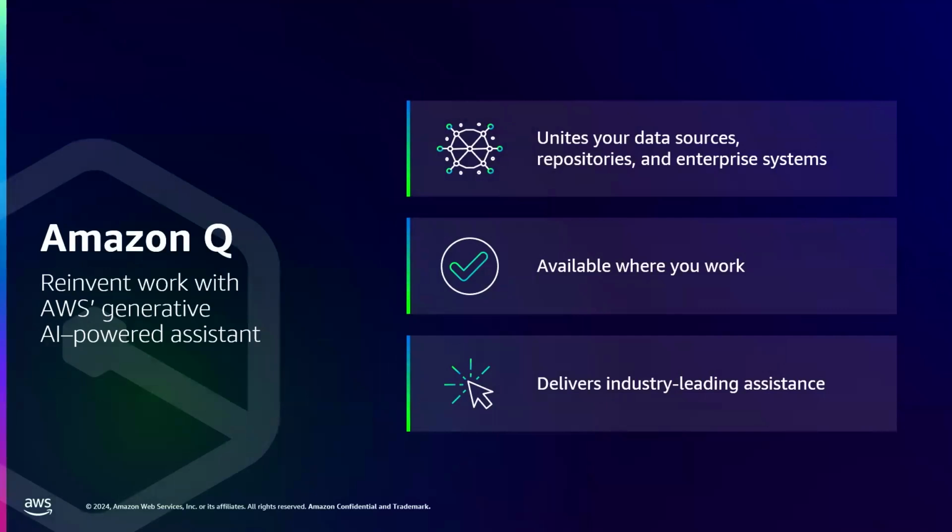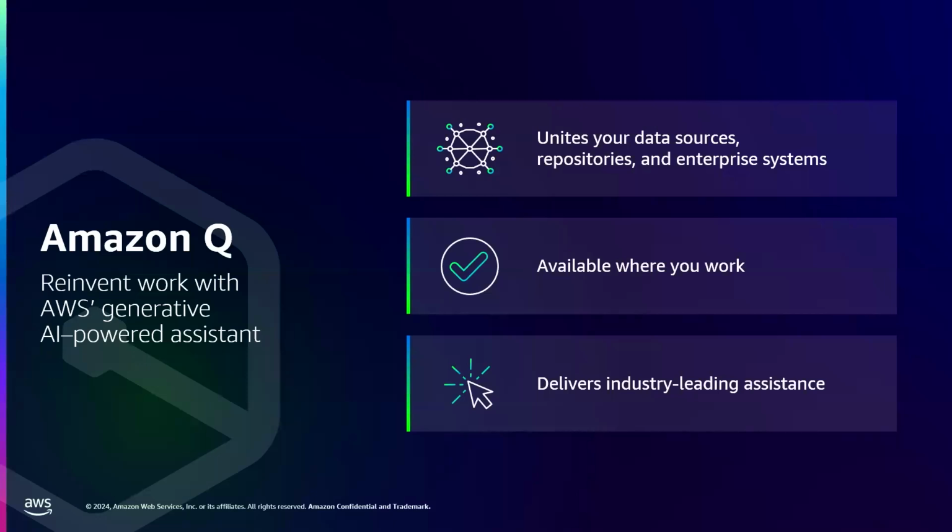And so Amazon Q, as I mentioned when I was going over the agenda, is Amazon's generative AI assistant. With Amazon Q, you can make your data much more accessible. You can write code. You can have it answer questions. You can even have it perform tasks for you.